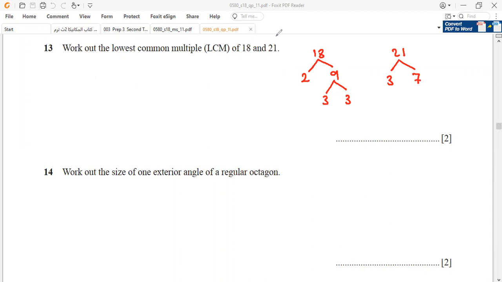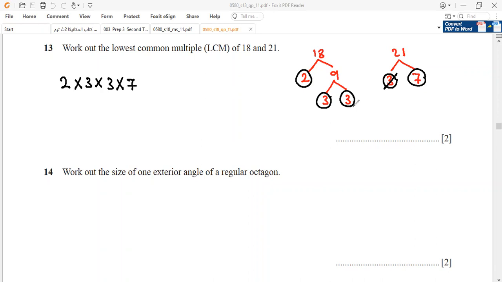Here, to find the LCM, we will take all factors of the two numbers, but without repeating. Here we have 2. In the other number, we don't have it, so we can write the number 2 here, multiply. We have 3 here in 18, but in 21 we have also 3. We can cancel the 3, so we write the 3 only one time, okay? We have another 3 here, we write it, multiply. The 7 here, you will take also.